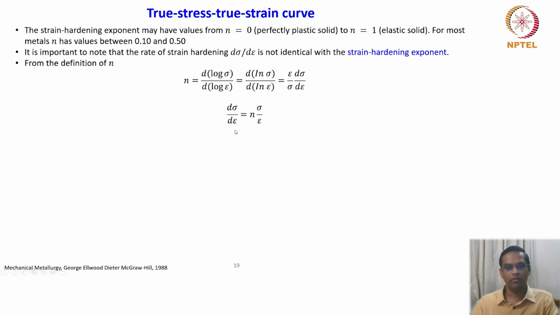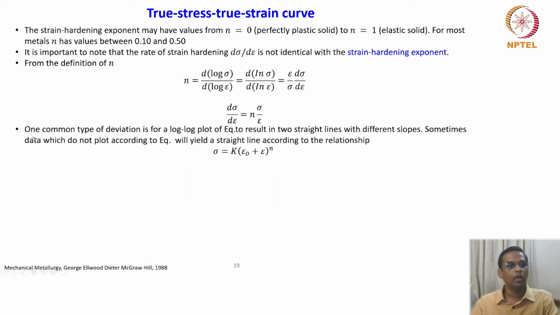We will use this relation later to show that the uniform strain epsilon u can be directly related to n. So n can be related to uniform strain epsilon u. So later we will show that, and this relation we will recall at that time.